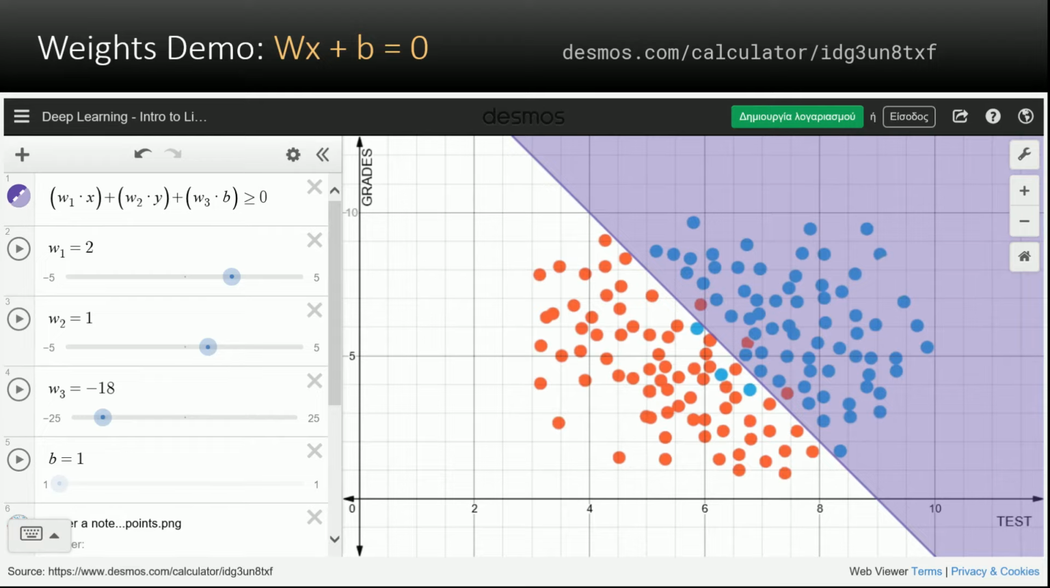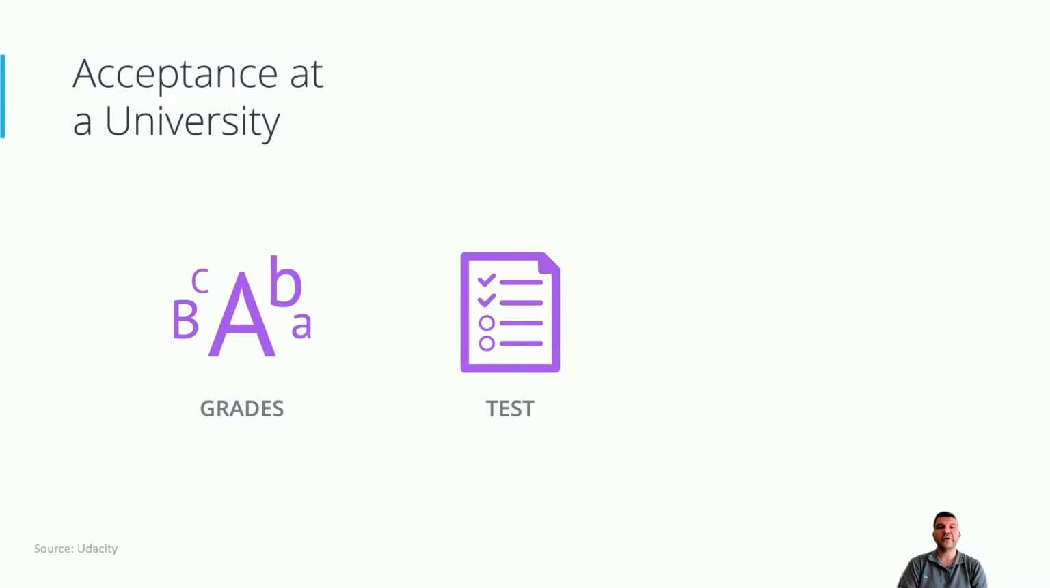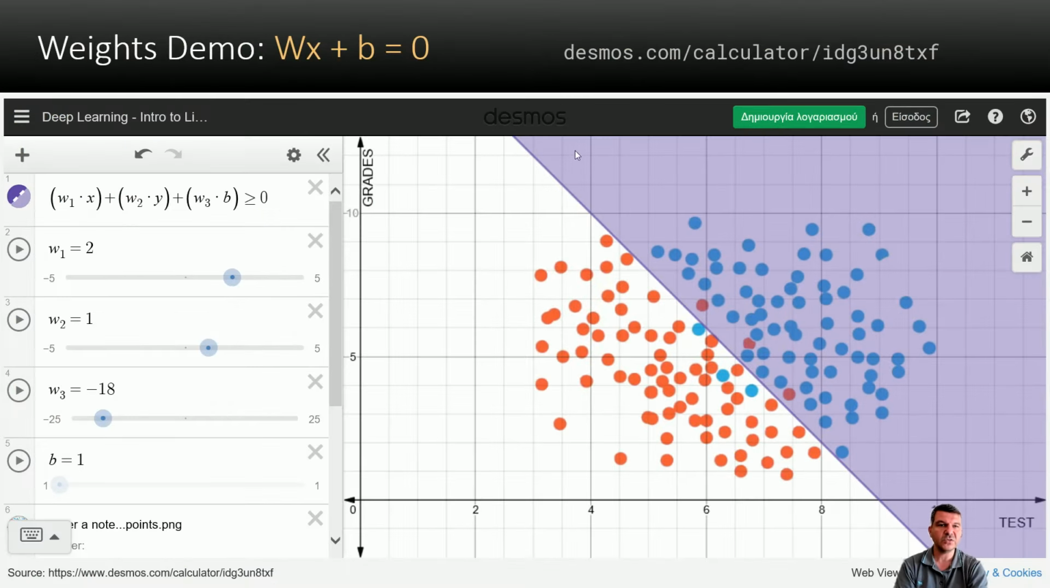Now, what if we have some more? We have seen so far grades and tests, but let's say that we had one more condition based on which we want to identify whether we will allow students to be accepted or rejected. So far you have seen that we have used two dimensions, one dimension for one input and one dimension for the other input: the x dimension for the test and the y dimension for the grades. Let me go back one sec here. So you see that we have the grades on one dimension and the test on the other.